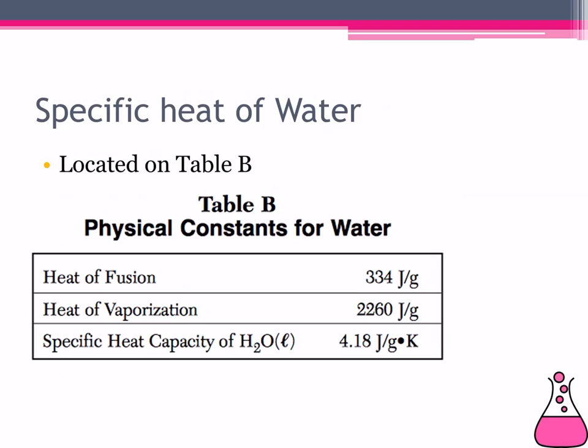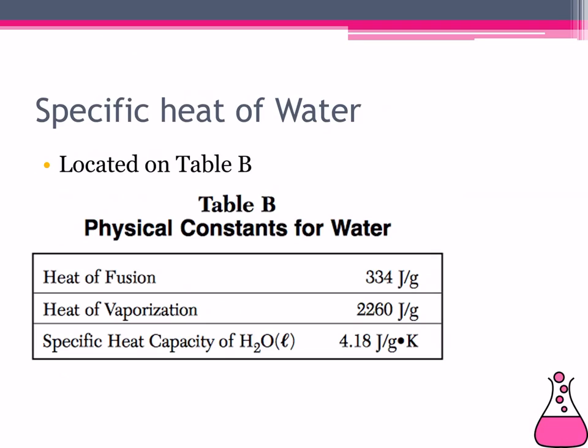So the specific heat capacity is on our reference tables for water specifically. If you look at table B, it says physical constants for water. When we look at this, we see 3 different numbers. The one that we're interested in right now is the last number. We'll come back to the other two, but we're looking at the specific heat capacity of H2O specifically in the liquid phase. Now, things do have different specific heat capacities depending on their phase of matter. For what we're doing right now, we're only looking at the liquid phase. When we get further along, we'll look at different phases of water.